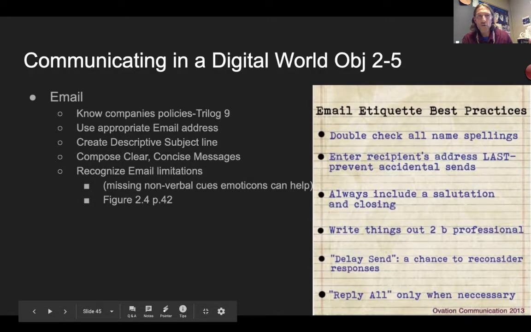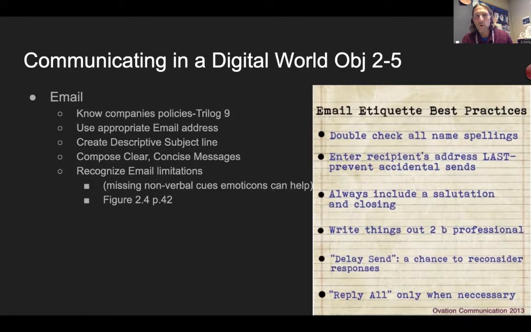Email. Make sure you know the company's policies. I put Trilog 9 on there because when we first had graduated from school, one of my friends that worked at a Trilog company, he and several of his friends were sharing jokes. The problem is that email got forwarded to the wrong person, and out of the 9, I think 7 of them got fired. And so you really have to be aware of that. Using appropriate email addresses. Make sure you create a descriptive subject line, because that way people can prioritize messages. And so these are all some of the different things that you need to be aware of.